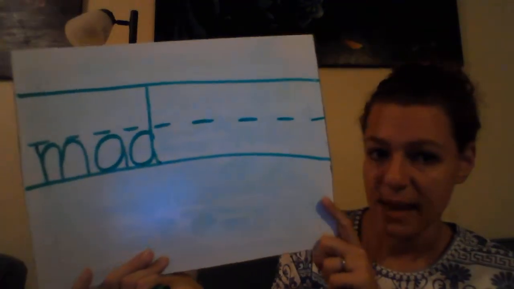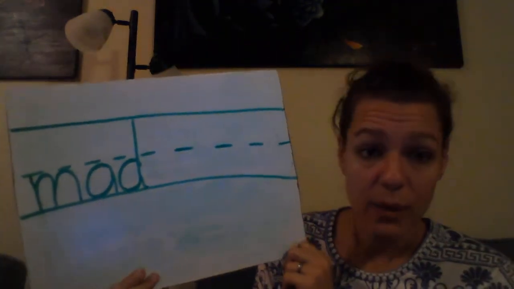Mad. All right, now we're going to make a new word by adding a silent final E, and that's going to make our vowel say its name. So our word, after we make our vowel say its name, we're going to have the word made. What's our word? Good. What sounds do we hear in the word made?